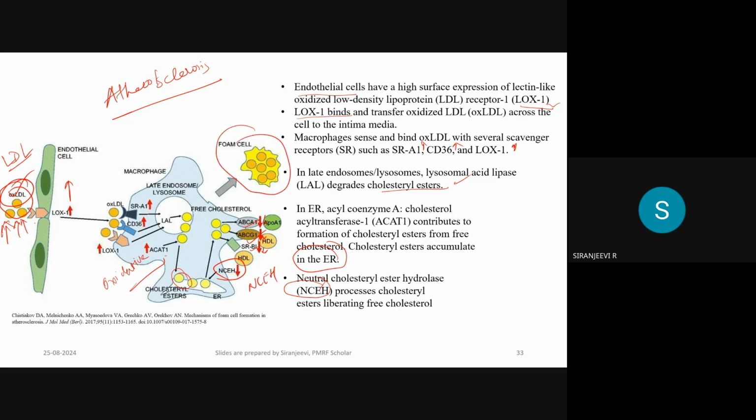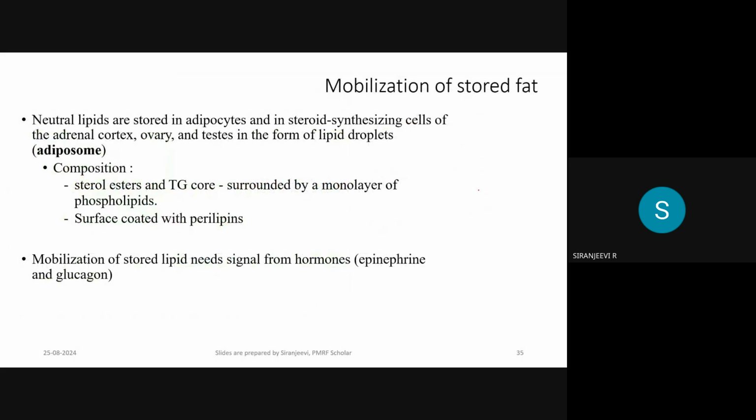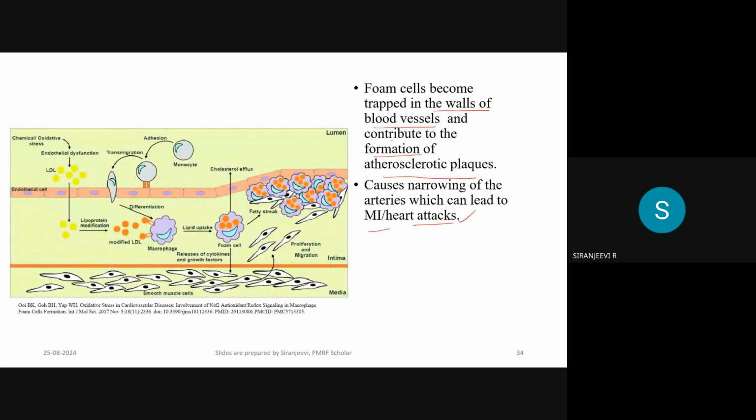Especially here, we are talking about the macrophage. And this foam cell can lead to the thinning of the blood vessel that leads to the atherosclerotic plaques. So the foam cells become trapped in the walls of the blood vessels and contribute to the formation of the atherosclerotic plaques and cause narrowing of the arteries, which can lead to myocardial infarction or heart attacks. The next example, you can see in the lecture, you can go back and check. And this is the overall lipoprotein metabolism that we have checked.